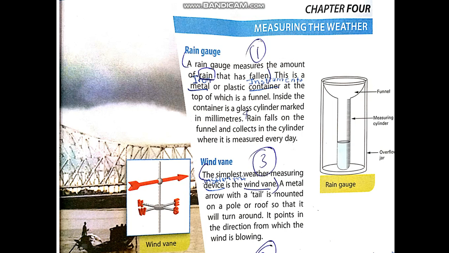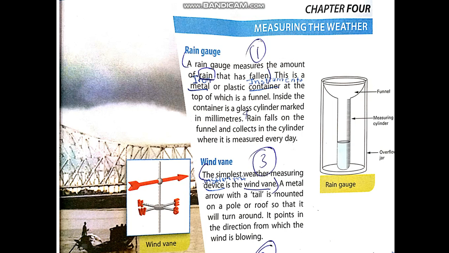Next is the wind wheel. How do we measure the speed of wind? The simplest weather measuring device is the wind wheel. A metal arrow. Look at the diagram at the left side of the page. This is the arrow. A metal arrow with a tail is mounted on a pole. It is fixed on a pole or roof so that it will turn round.